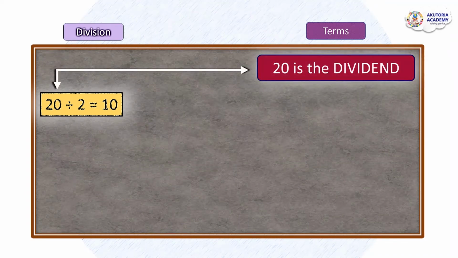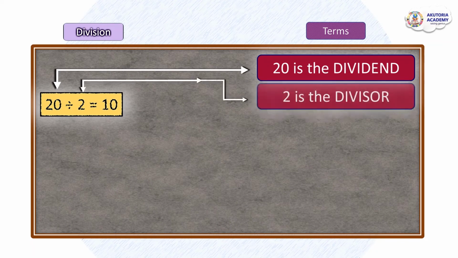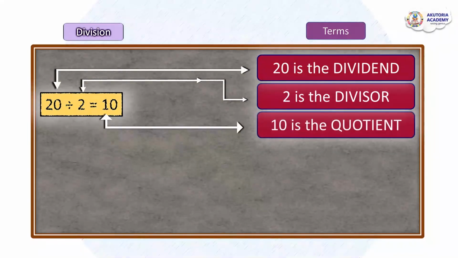20 is called the dividend. The dividend is the number that is to be shared into groups or among people. 2 is not a dividend like 20, but 2 is called a divisor. A divisor is the number of groups or people the dividend is to be shared into. So 20 is the dividend, 2 is the divisor, 10 is called the quotient.